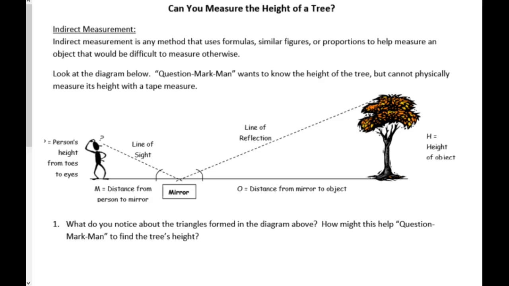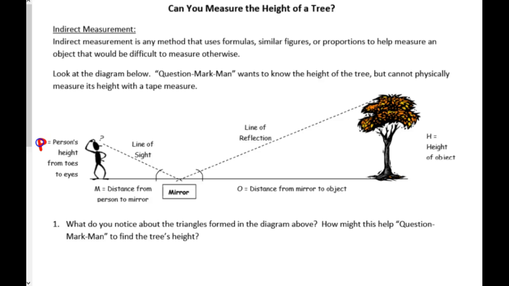So it says, look at the diagram below. We got question mark man. He's got a question, scratching his head. He wants to know the height of the tree, but cannot physically measure its height with a tape measure. So there's a couple things in the picture. We have P, his height, and then we have M, his distance to a mirror.